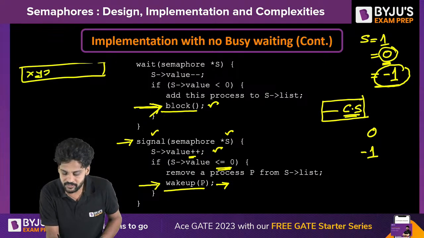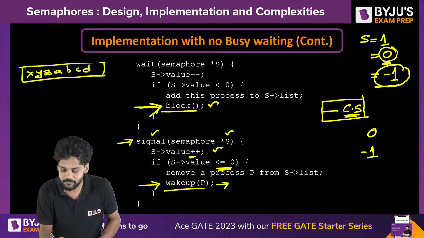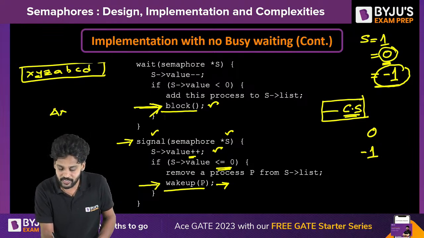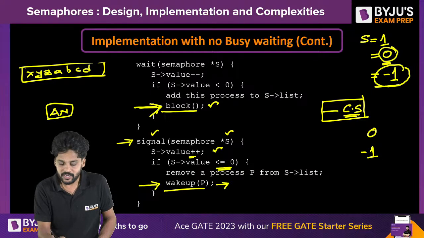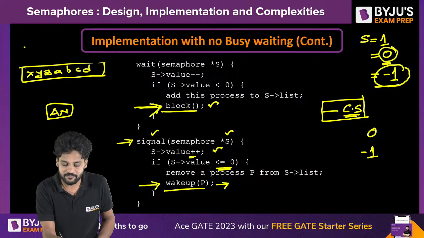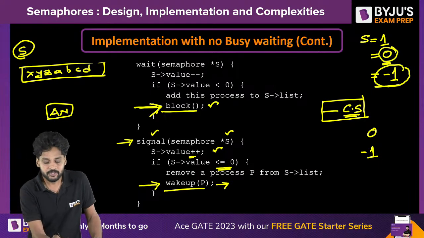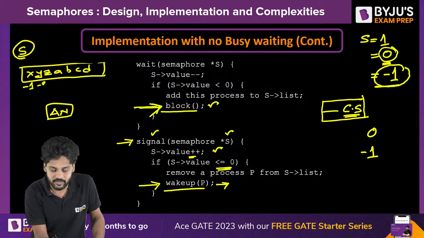X, Y, Z, A, B, C, D. All these processes are waiting, since myself, AN, already in the critical section. And these processes are waiting for a semaphore S. These people found that the semaphore value is negative. Got me? So negative meaning it is -1, -2, -3, -4, -5, -6, -7.